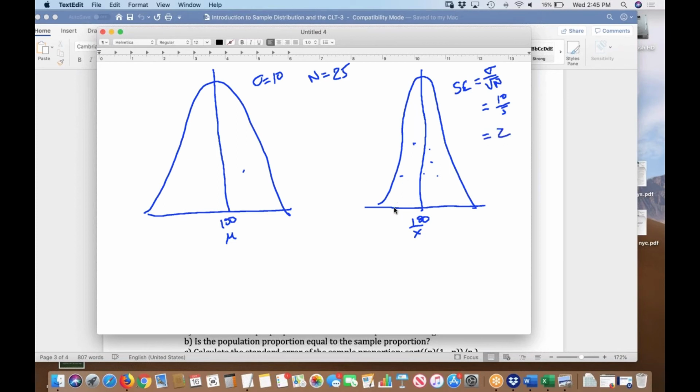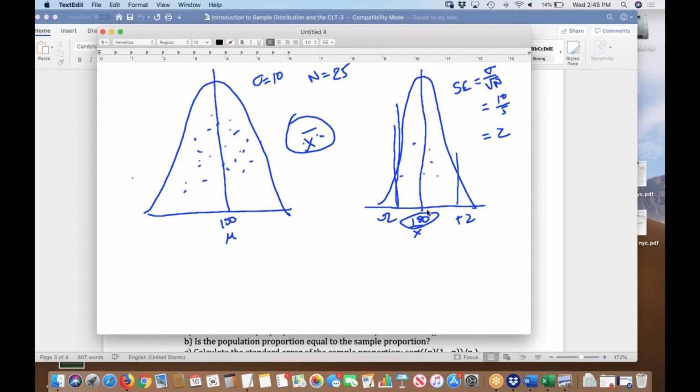That tells us that 95% of the time, if I take a random sample of 25 people from this population and find the mean, right? If I find the mean of those 25 people, 95% of the time my sample mean will be between two standard errors below 100 and two standard errors above 100. Okay, makes sense?